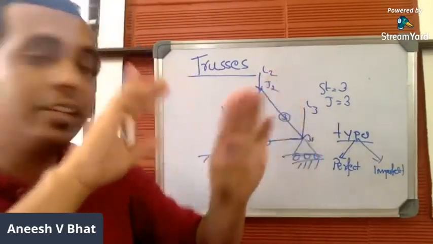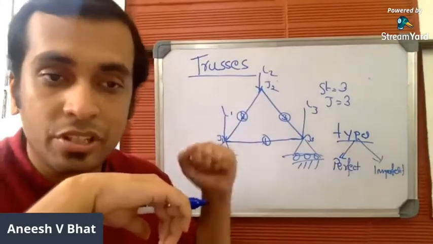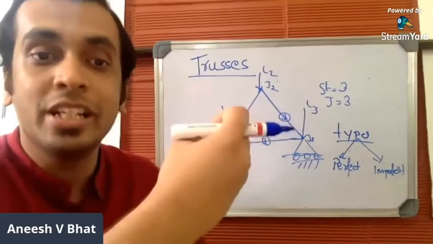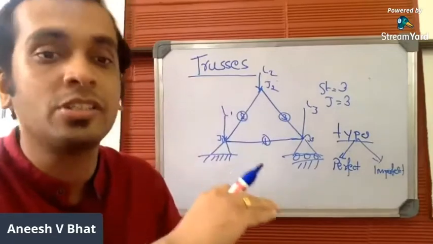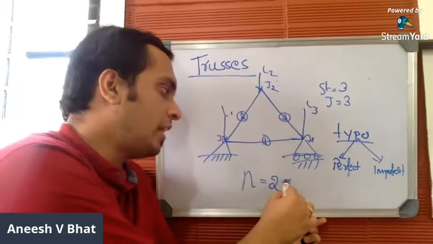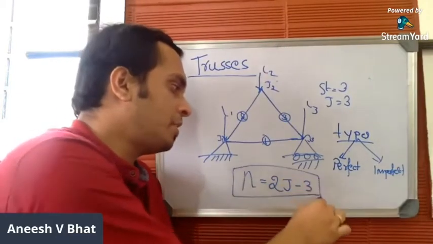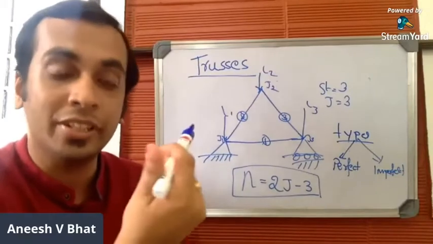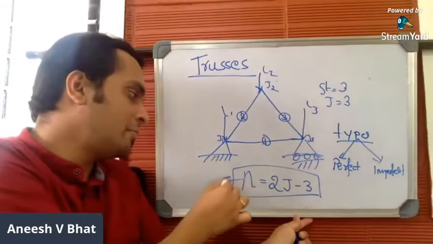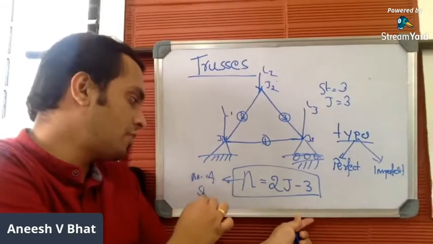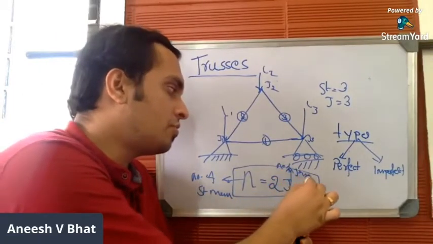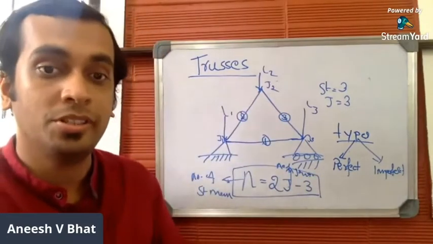So, in order to classify the trusses, this comes under classification of trusses. You have an equation which will help you to determine whether the given truss is a perfect truss or an imperfect truss. That equation is n is equal to 2j minus 3, where n is the number of straight members and j is the number of joints.